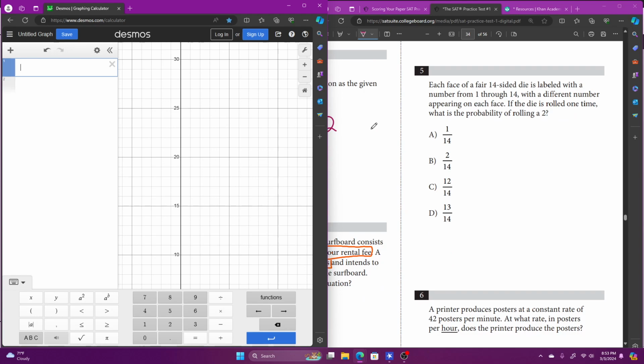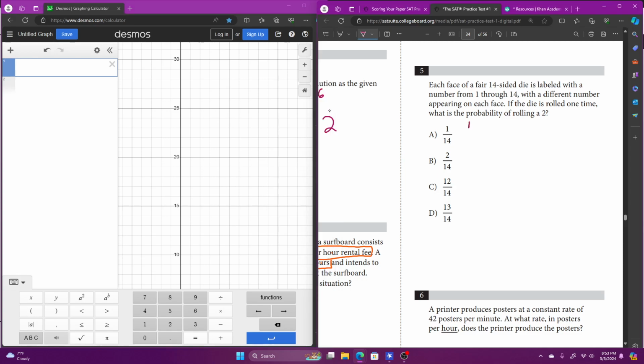Number 5, each face of a fair 14-sided die is labeled with a number from 1 through 14, with a different number appearing on each face. If the die is rolled 1 time, what is the probability of rolling a 2? So you have 14 sides to your die. 1, 2, 3, 4, 5, 6, 7, 8, 9, 11, 12, 13, 14 sides.